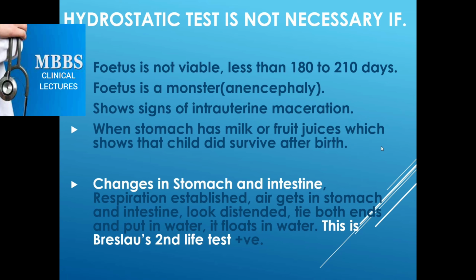Another test we perform is the stomach bowel test, or Breslau's second life test. When respiration is established, air gets into the stomach and intestine and they become distended. If the stomach and intestine are distended, we tie both ends, cut them out from the body, and place them into a container of water. If they float in water, it means air is present in the stomach. This is called Breslau's second life test. If positive, it means the child was born alive.